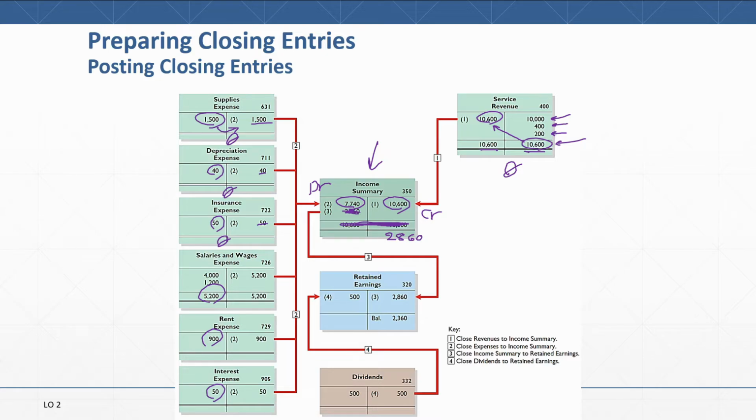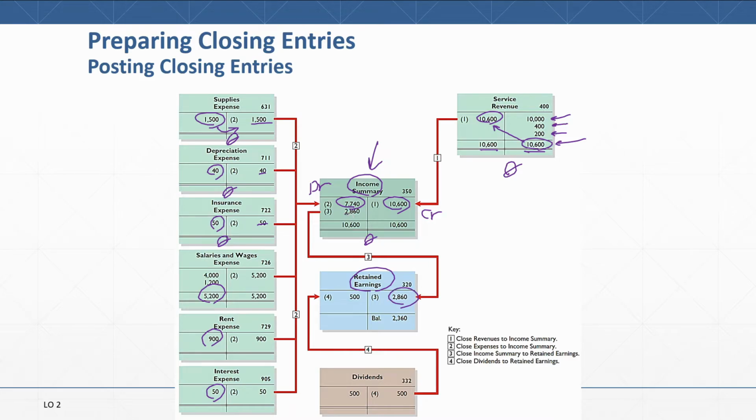Now we go ahead and close income summary. To do that, we need to put 2,860 under the opposite side, the debit side here. So we do that, and now both sides are equal and the balance is gone. Of course, we cannot do any journalization on only one account to close income summary. The second account is retained earnings.